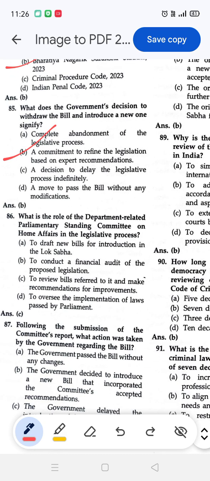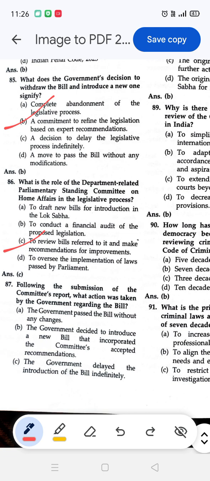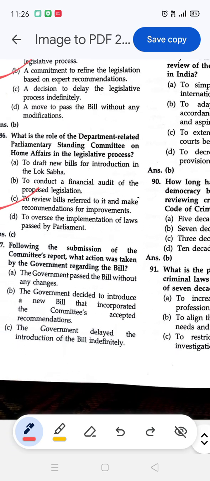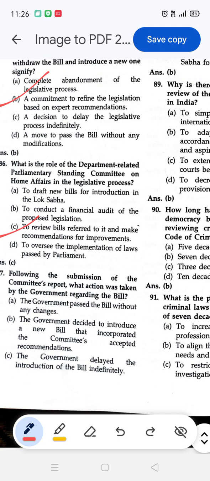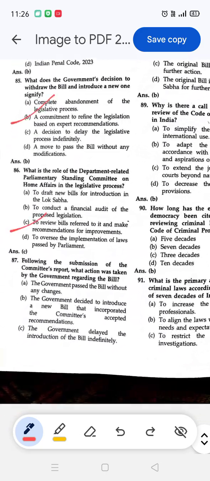Question number 86. What is the role of the department related Parliamentary Standing Committee on Home Affairs in the legislative process? So option C is correct. To review bills referred to it and make recommendations for improvements. Question number 87. Following the submission of committee reports, what action was taken by the government regarding the bill? So option B is correct.